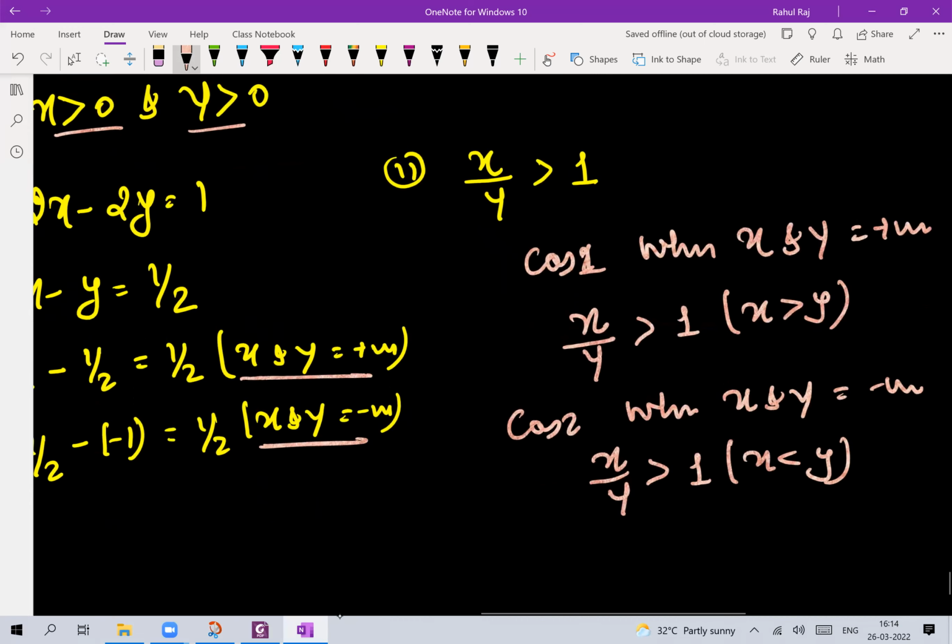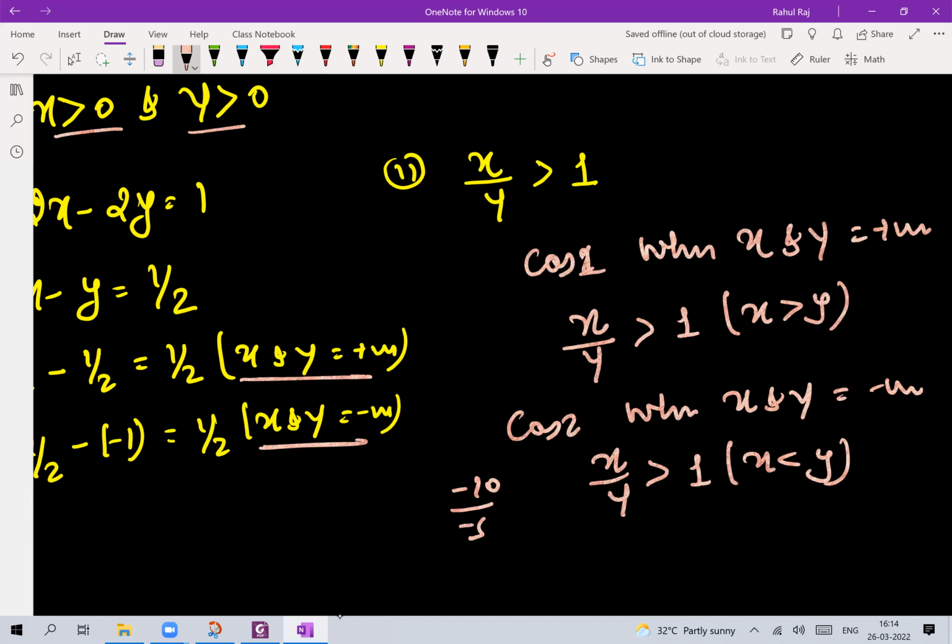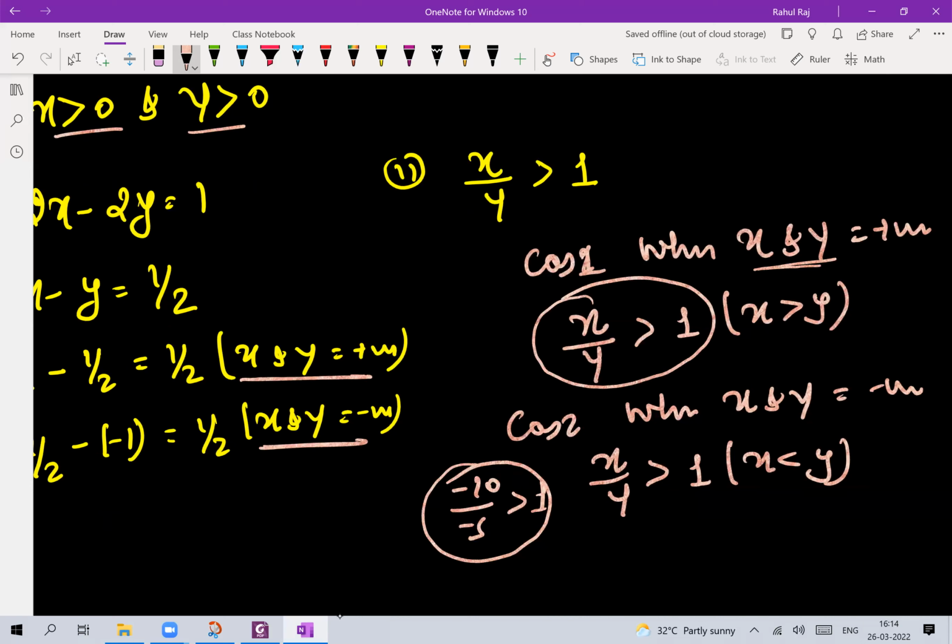Because minus 10 by minus 5 will only be greater than 0. So when X and Y are negative, for a fraction to be greater than 1, the numerator should be less than the denominator. And when X and Y are positive and the fraction has to be greater than 1, X should be greater than Y, simple logic. So can I 100% say X and Y both are positive? I have a yes situation. X and Y both are negative, I have a no situation. So this statement is again not sufficient.